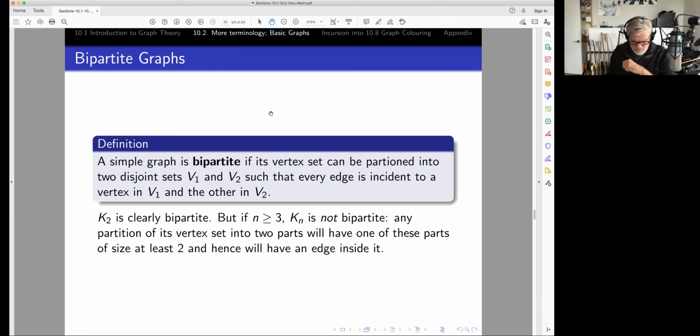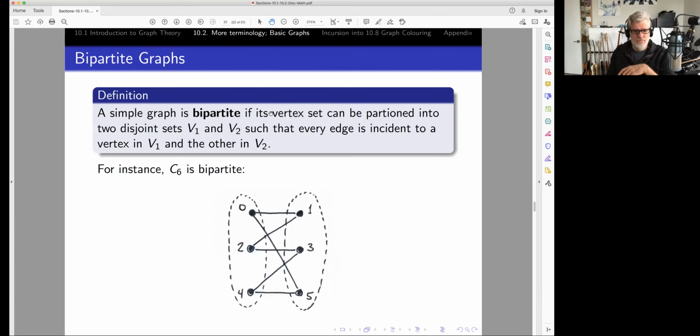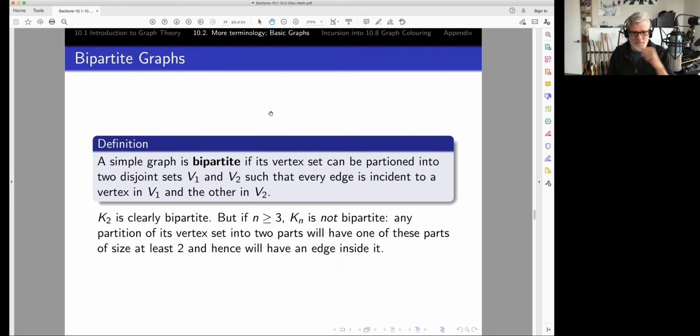As defined, a one vertex graph is not bipartite, which is not a good thing, but it's not a big deal. Anyway, let's just forget about that. So K2 is bipartite, K3, K4, K5, none of them are bipartite.